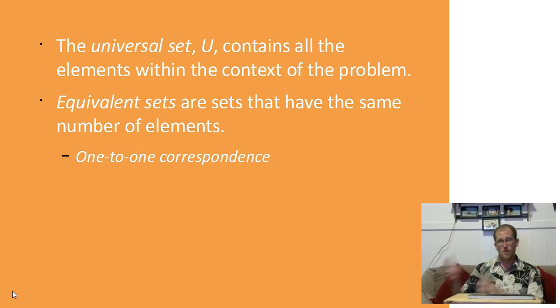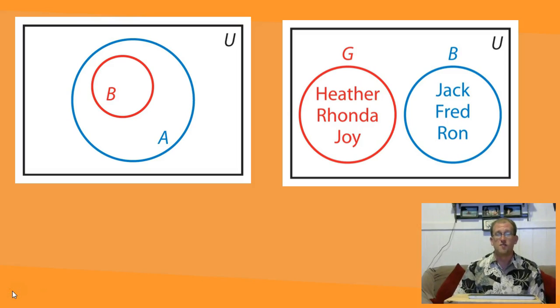But the adults in this room have 2 items in them. The children in that room have 2 items in them. They are equivalent sets because they both have 2 items in them, although the items are not the same. Okay? So let's look at some pictures here.